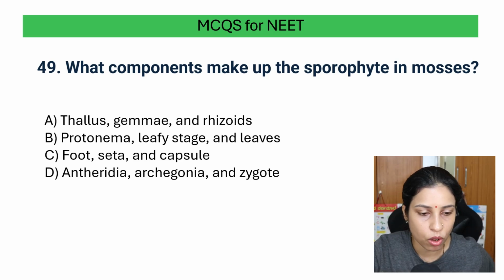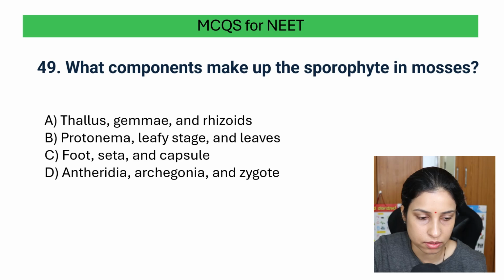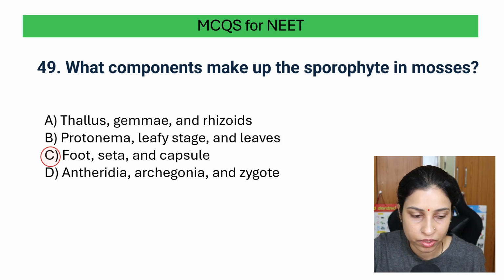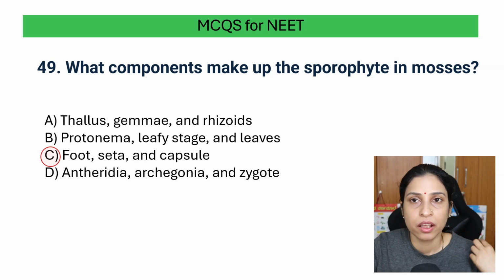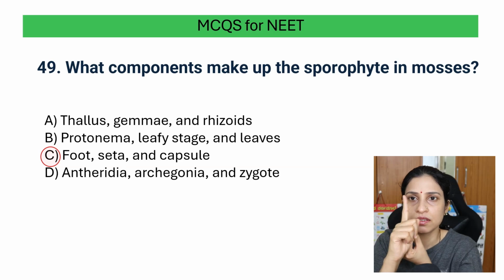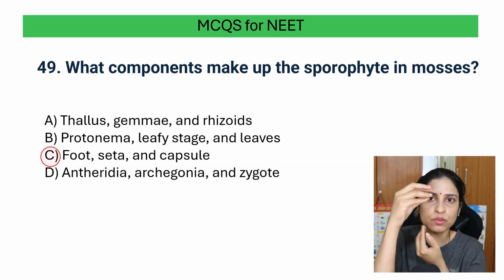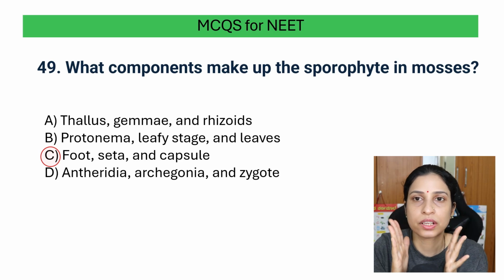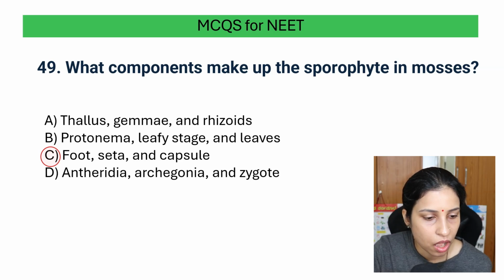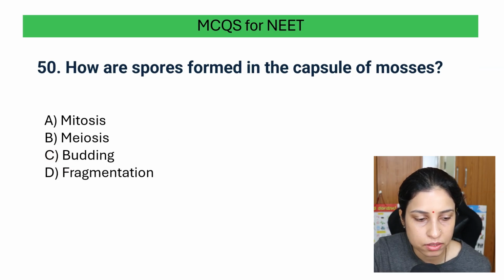Okay. What components make up the sporophyte in mosses? How does the sporophyte look? Thallus, gemmae and rhizoid; protonema, leafy stage and leaves; foot, seta and capsule; antheridia, archegonia and zygote. The answer is foot, seta and capsule. The sporophyte structure, you just remember, contains foot, next seta, then the capsule is present. It is the typical structure of the sporophyte: foot, seta, capsule. Then, how are spores formed in the capsule of mosses?